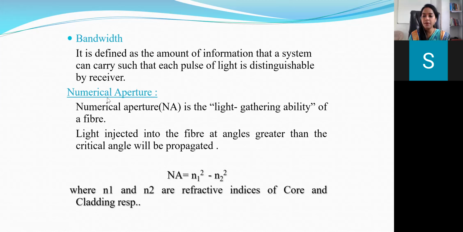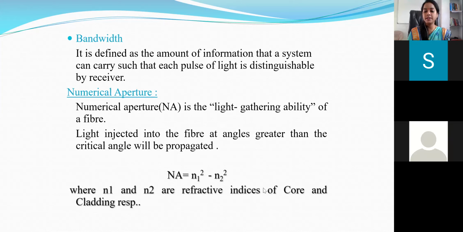Then there is numerical aperture. This term is also important if we are considering optical devices. So what is numerical aperture? It is the light gathering ability of a fiber. You all know what numerical aperture is. Light injected into the fiber at angles greater than the critical angle will be propagated. Here numerical aperture is defined as the square root of n1 square minus n2 square, where n1 and n2 are the refractive indices of core and cladding respectively.